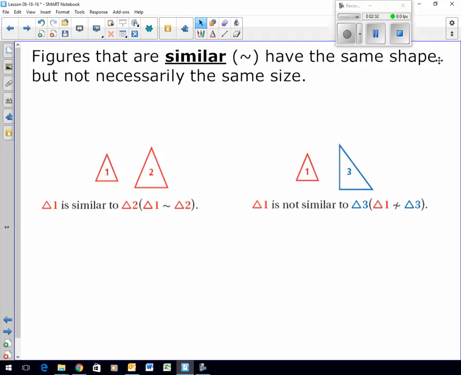Check it out. Triangle 1 and triangle 2 down here. Same shape, yes or no? Yes. They do not have the same size, but they have the same shape. Over here, triangle 1, triangle 3. Same shape? No. Even though they're both triangles, we classify our triangles in a particular way, and we'll get to that later this year. Same shape.